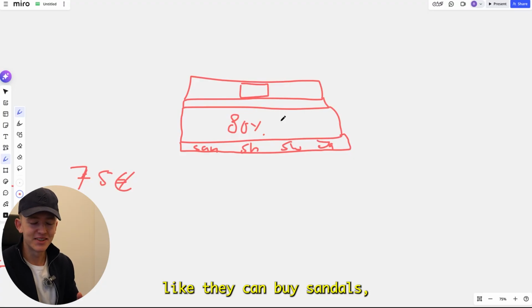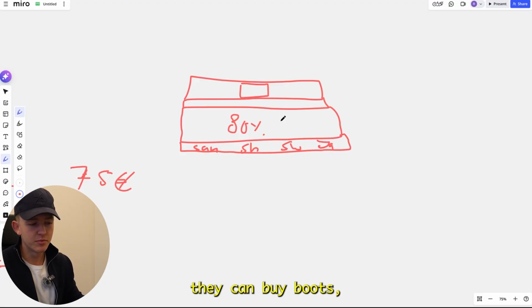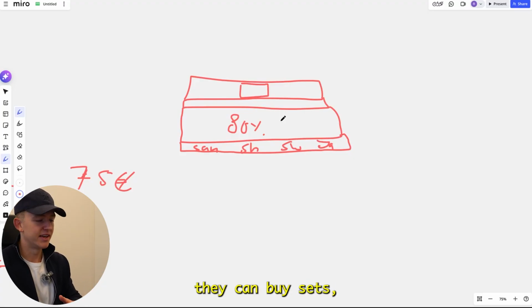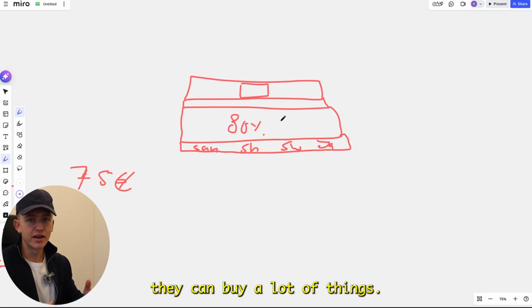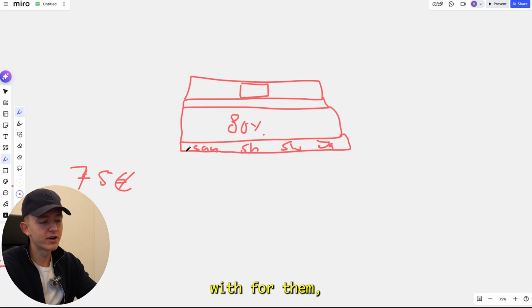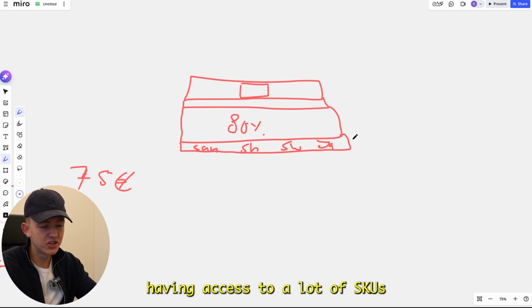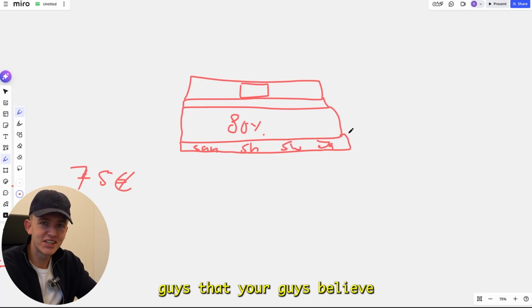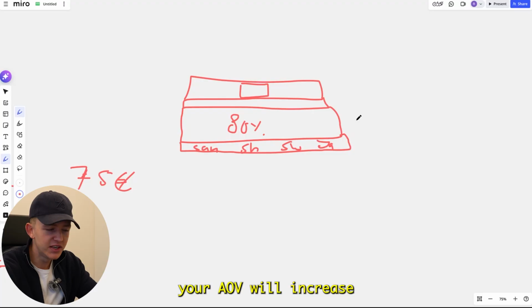Like they can buy sandals, they can buy cardigans, boots, dresses, sets, they can buy a lot of things. And when you combine that with that additional discount, and them having access to a lot of SKUs, believe me, your AOV will increase overnight. Like it will literally skyrocket. So make sure to do so.